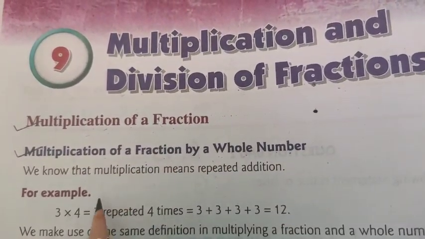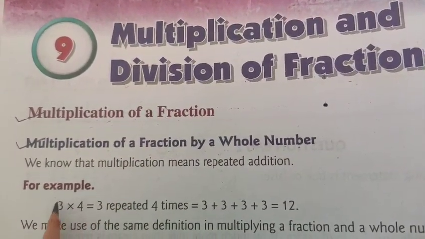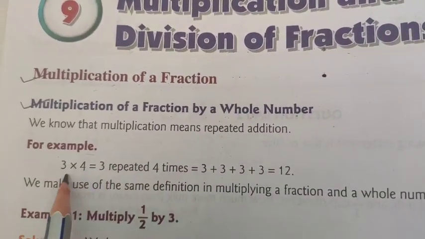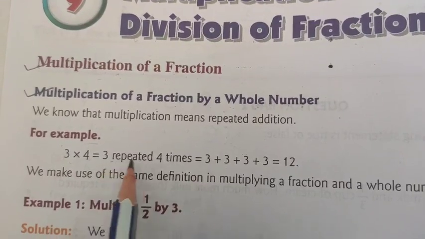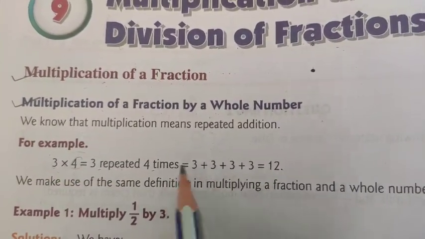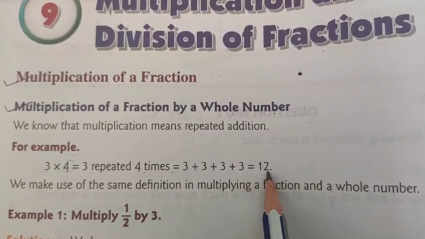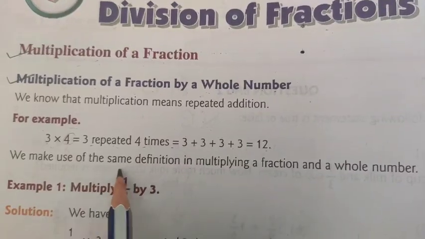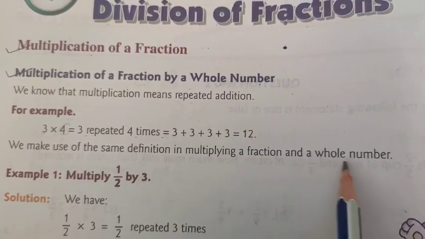See the example here. Multiplication is repeated addition. This is the example given here. 3 multiplied by 4 is equal to 3 repeated 4 times. 3 plus 3 plus 3 plus 3 is 12. So we have to use this method only. Make use of the same definition for multiplying a fraction and a whole number.